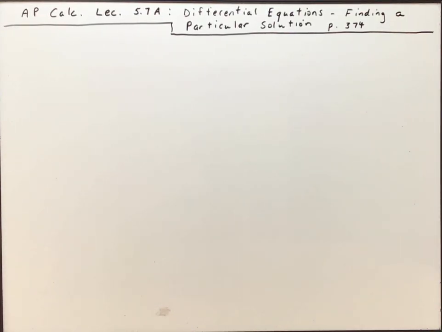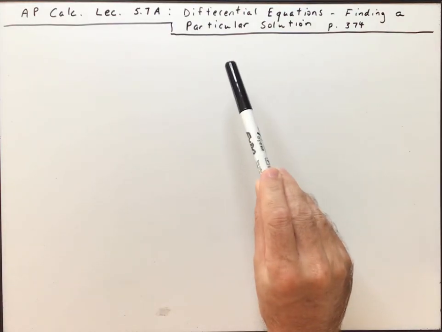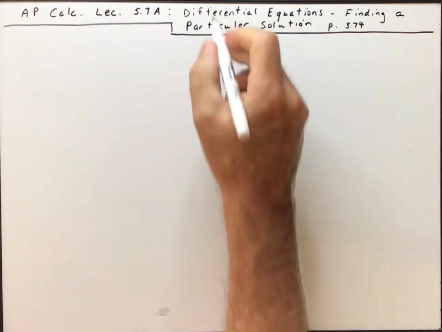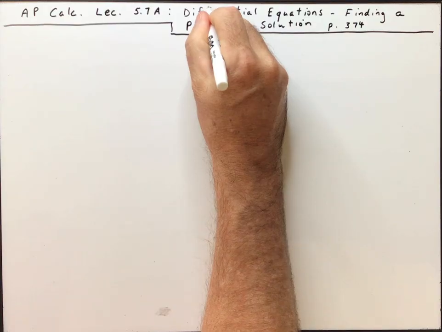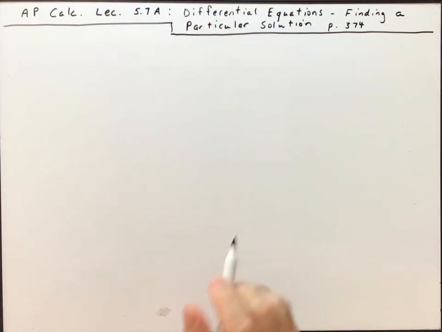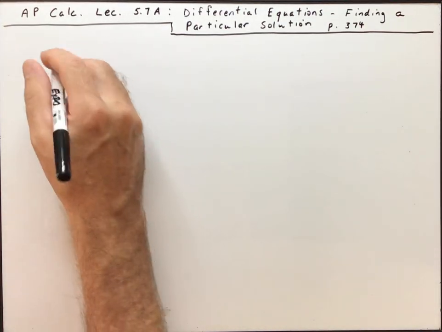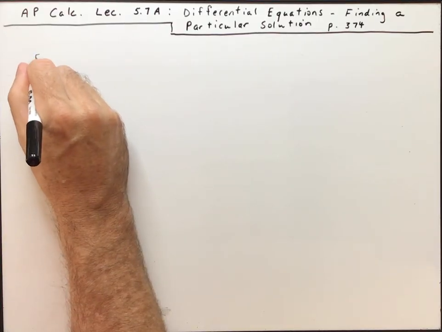Hello, welcome to AP Calculus Lecture 5.7a, where we're going to talk about differential equations again, but this time instead of finding just the general solution, we are going to find a particular solution or a solution at a point. So let's just go through some examples.